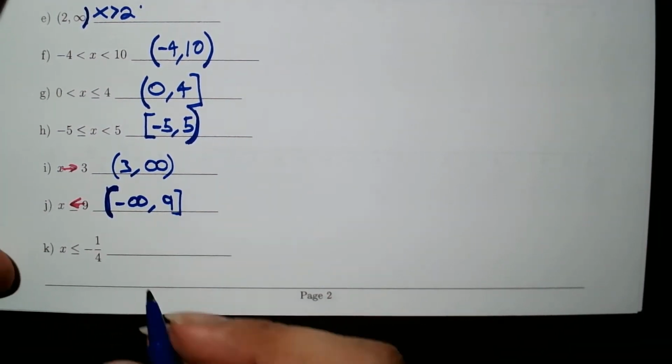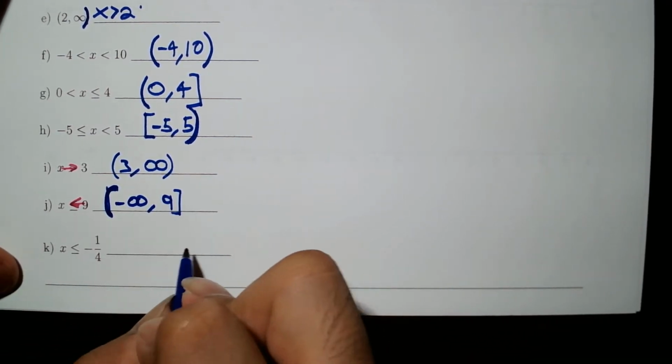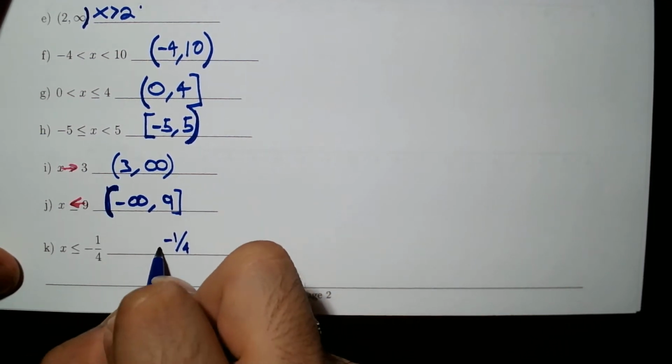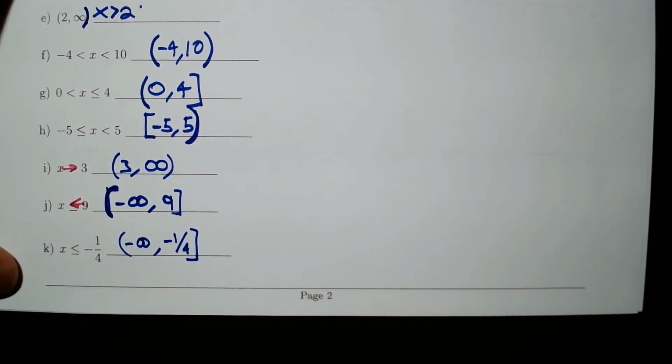And finally, X, all the numbers that are less than or equal -4, and like this.